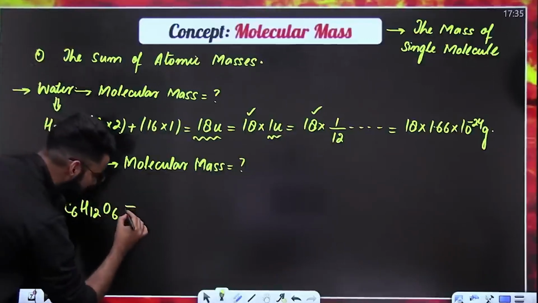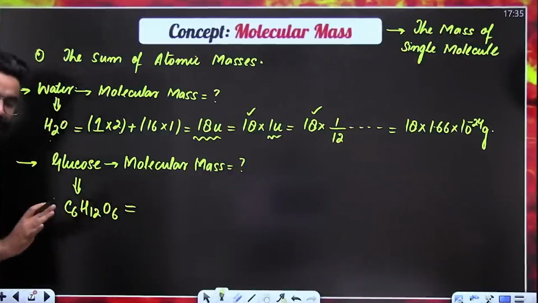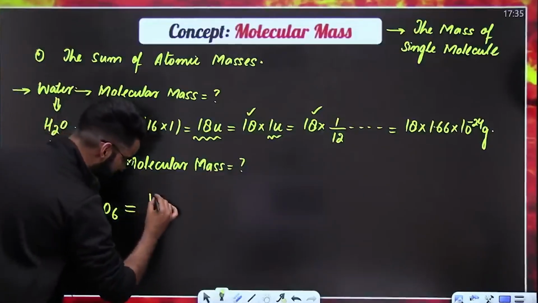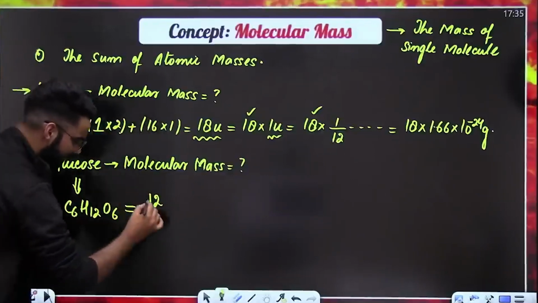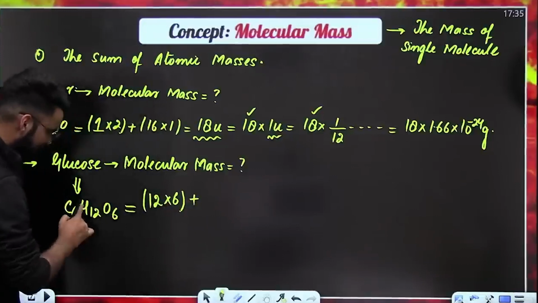How do you calculate the mass of one molecule of glucose? Just do the sum of atomic masses. Nothing else. Starting with carbon, carbon has an atomic mass of 12 AMU. And how many carbon atoms do we have? 6 carbon atoms. Apart from carbon, we have hydrogen.